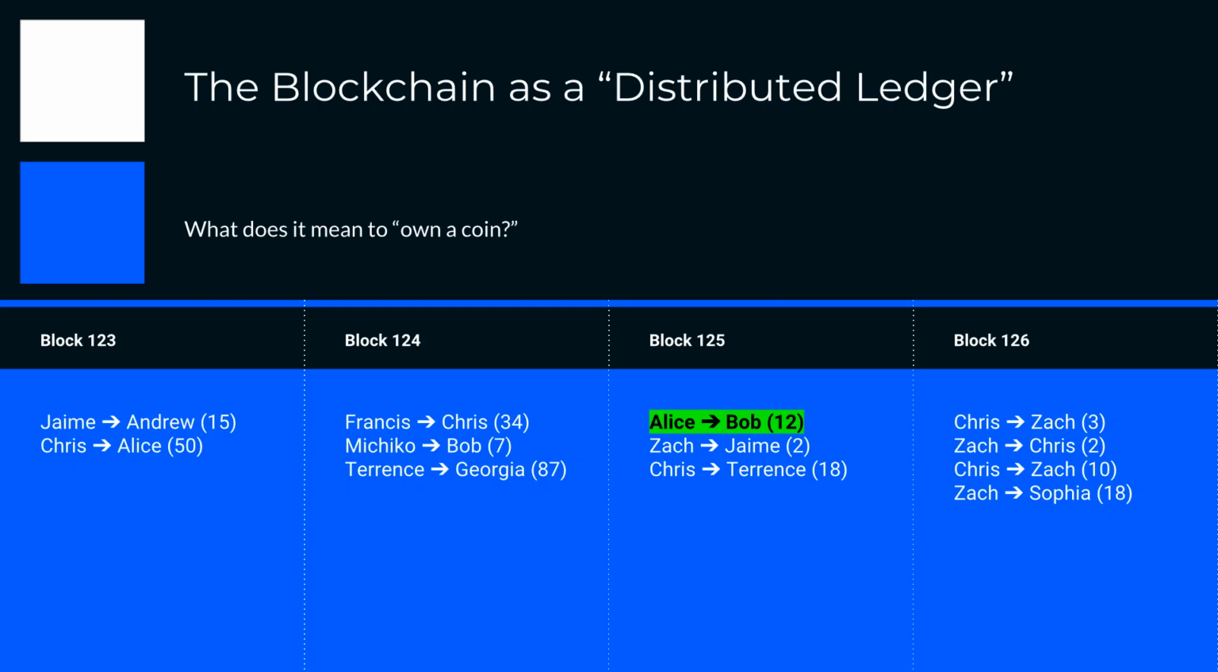The transaction that we were talking about earlier, on an earlier slide, is here highlighted in green on block 125. And if you look at this, one of the questions you might ask is, okay, so Alice is sending Bob 12 coins. Where did Alice get those 12 coins? And you can look back at block 124. Nope, nothing there. Block 123. Oh, Chris sent Alice 50 coins. And then, of course, you could ask the same question again. Where did Chris get those 50 coins? And you can go back and back and back, and you can track where every single coin came from. Of course, eventually you'll get to the point where the coins were generated, but we'll ignore that for now.